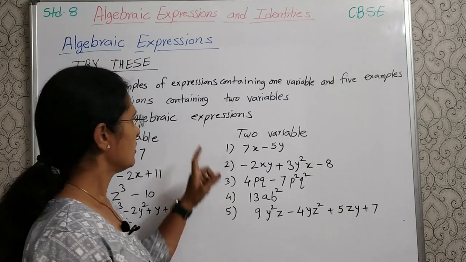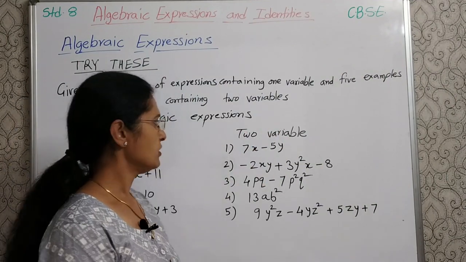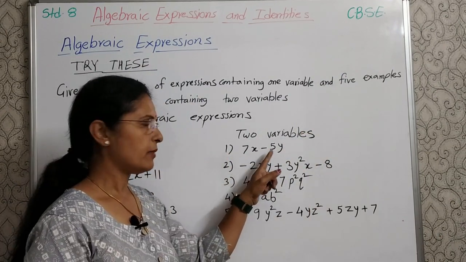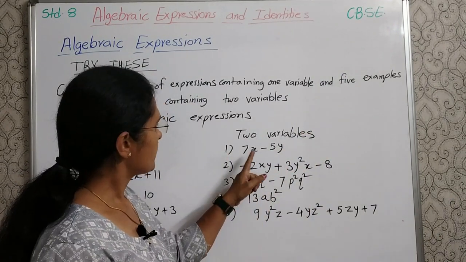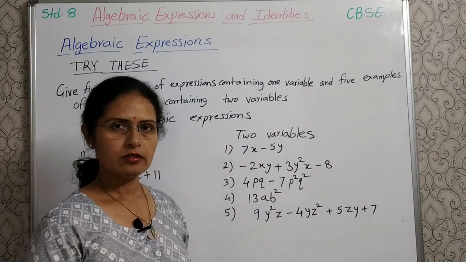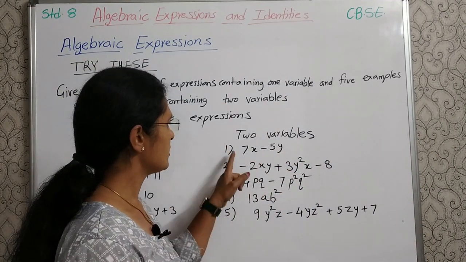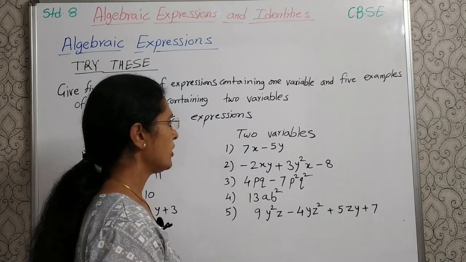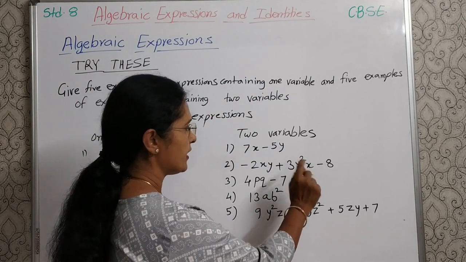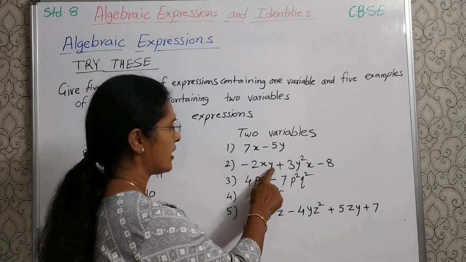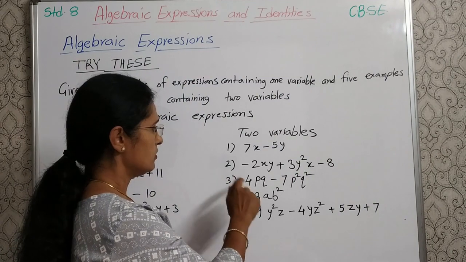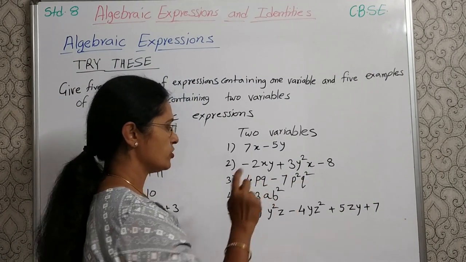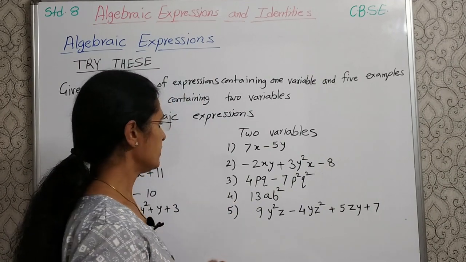Now let us see the algebraic expressions with two variables. First, 7x minus 5y. See, in this expression x and y are these two variables. Therefore, this is an algebraic expression with two variables. Next, minus 2xy plus 3y square x minus 8. So here also x and y are the two variables. Third, 4pq minus 7p square q square. So here also two variables are there, that is p and q.